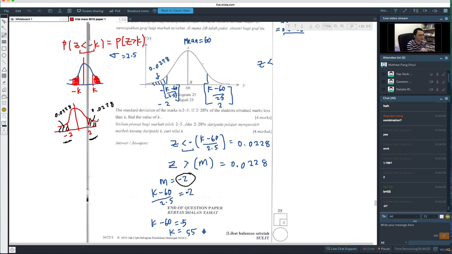Because just now, if I take 2, I get 65. 65 is beyond 60, so I know my answer is wrong. Let's say I call this one 65. If I go in this direction, my probability definitely is more than 0.5, because half of here will be 0.5. So if above the mean already, my probability definitely is more than 0.5. So it doesn't make sense if I say my probability is 0.0228.